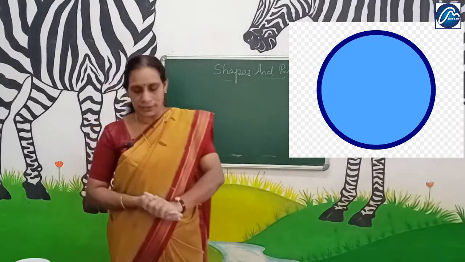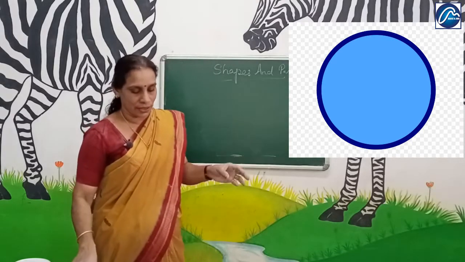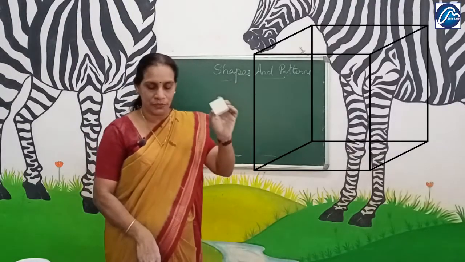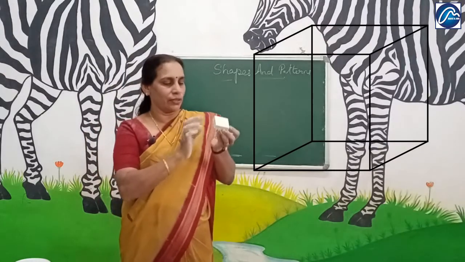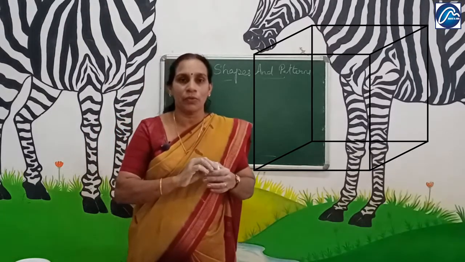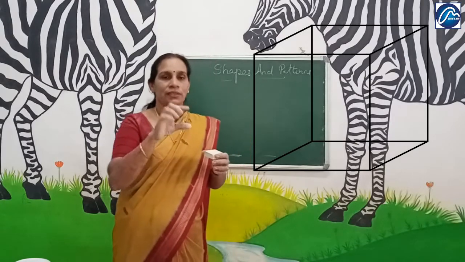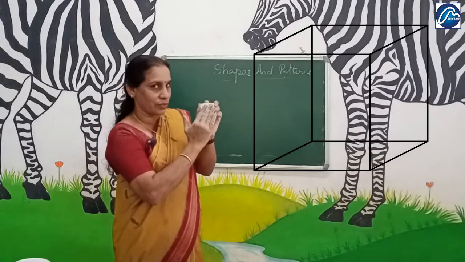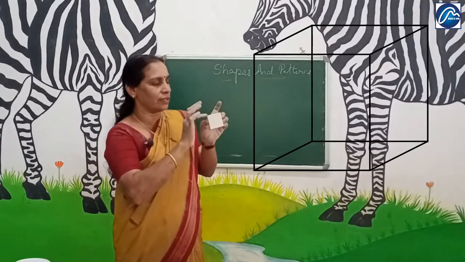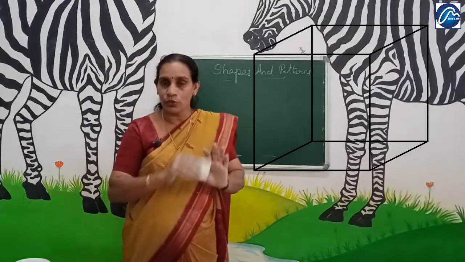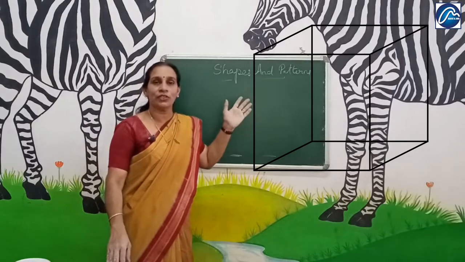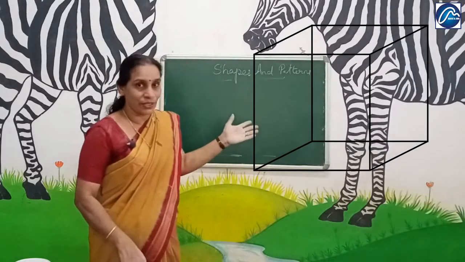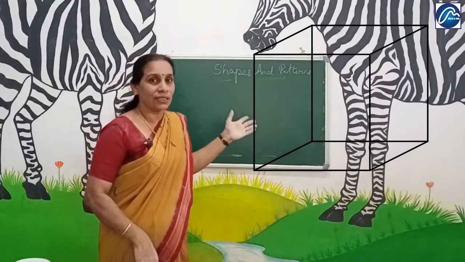So, what are the solid shapes? This is a cube. Okay? This is a cube. This is a cube. So, a cube is, for example, when you are playing snake and ladder, you can see a dice. That is the shape of a cube.